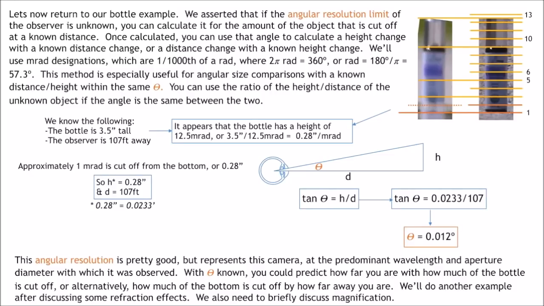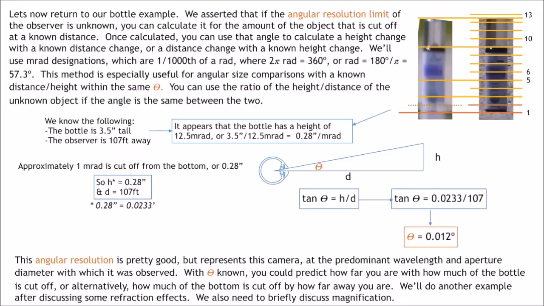So we'll use MRAD designations, which are 1/1000th of a rad, or radian, where 2 pi radians is equal to 360 degrees, or a radian is equal to 180 degrees divided by pi, which is equal to 57.3, like we mentioned before. This method is especially useful for angular size comparisons with a known distance or height within the same theta.